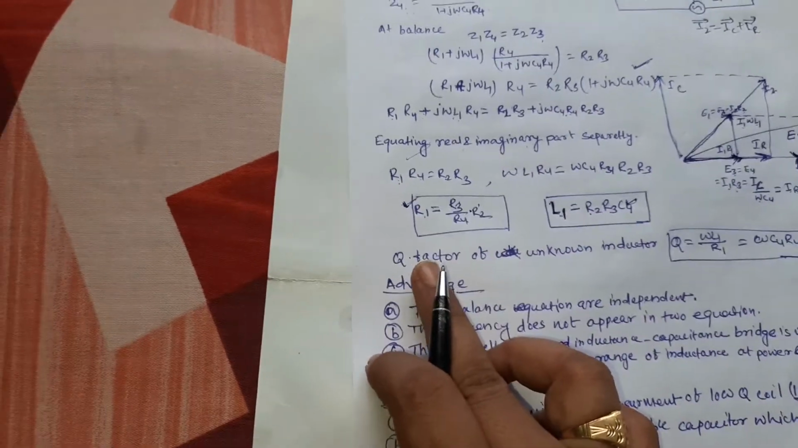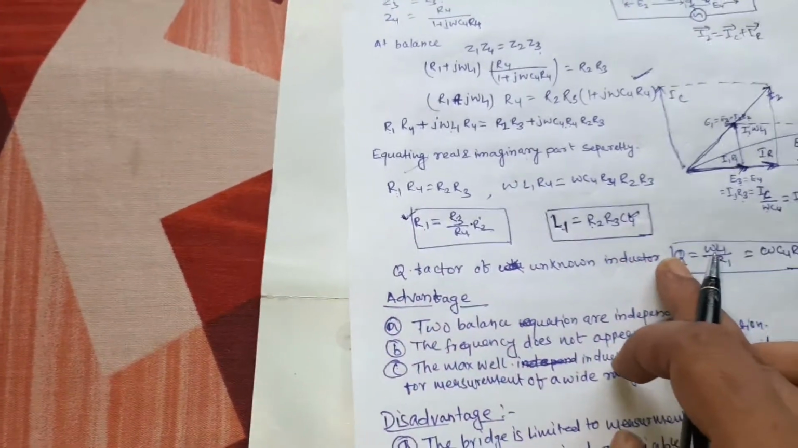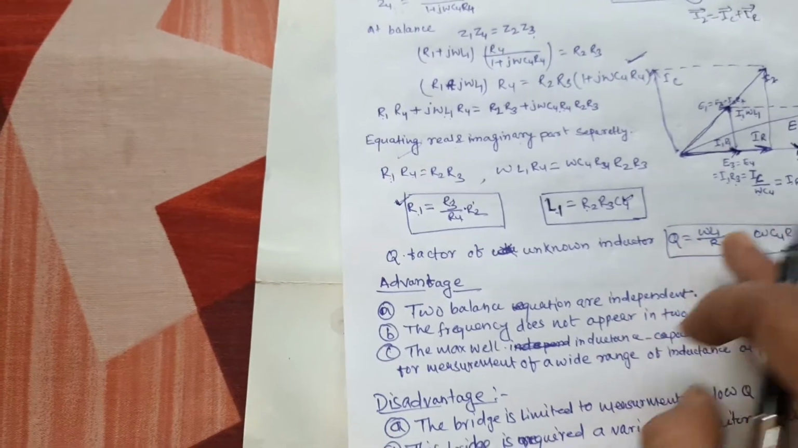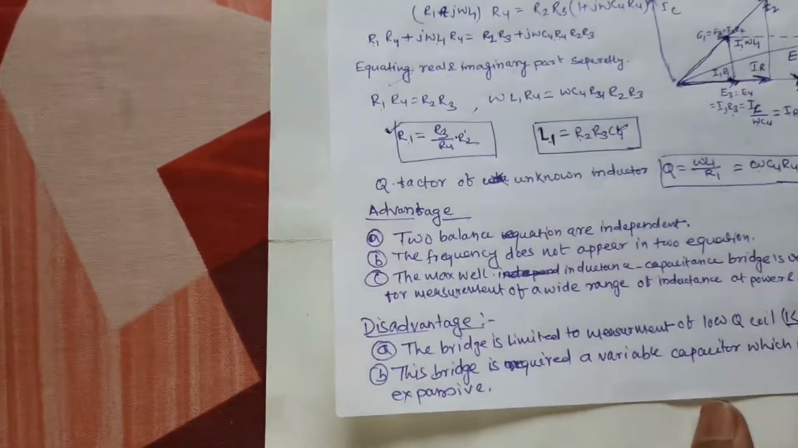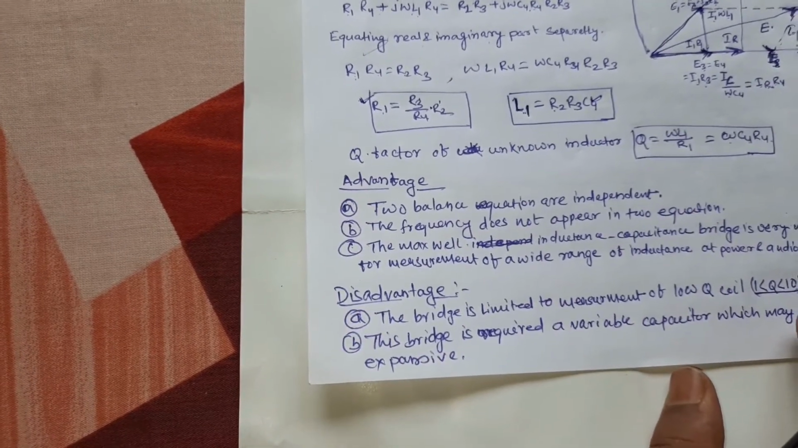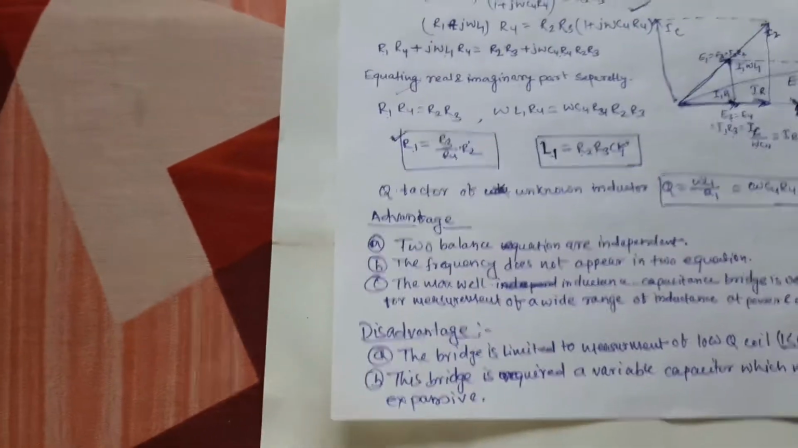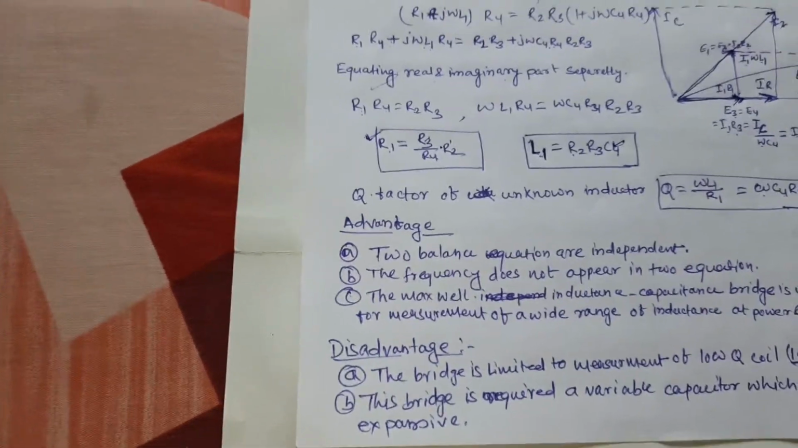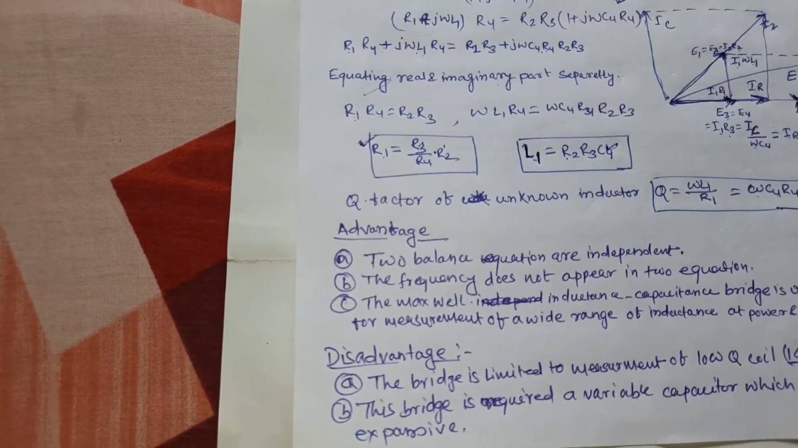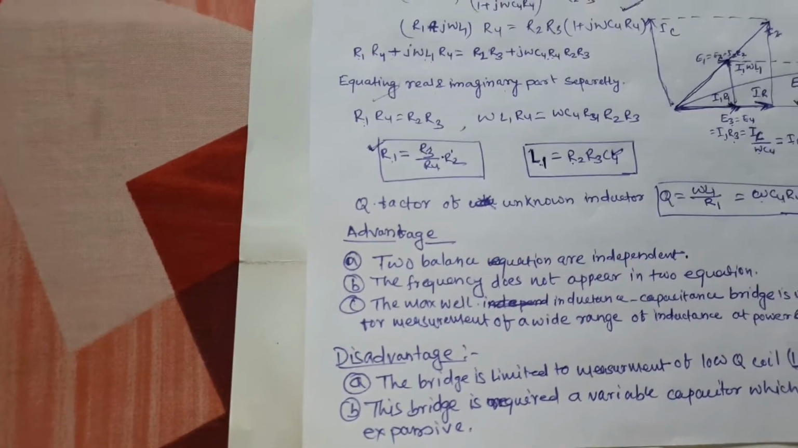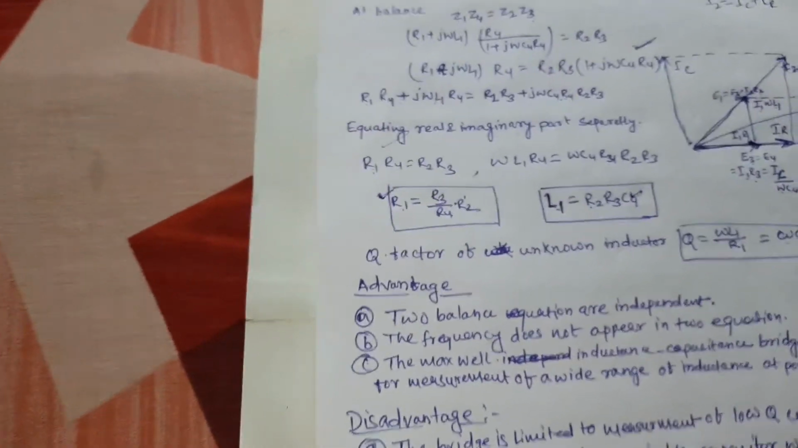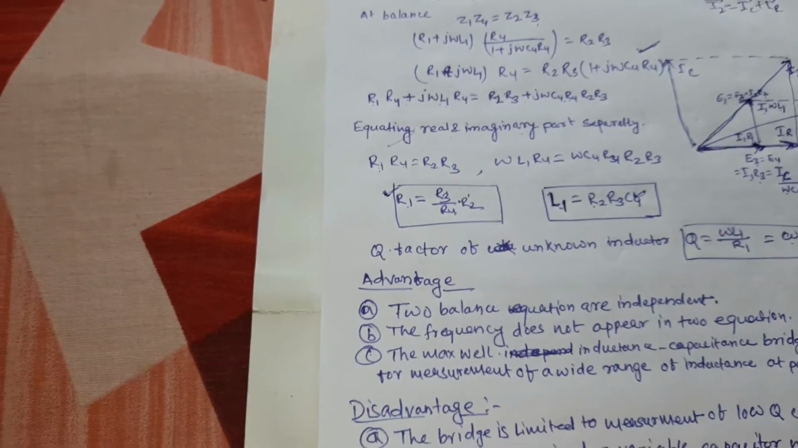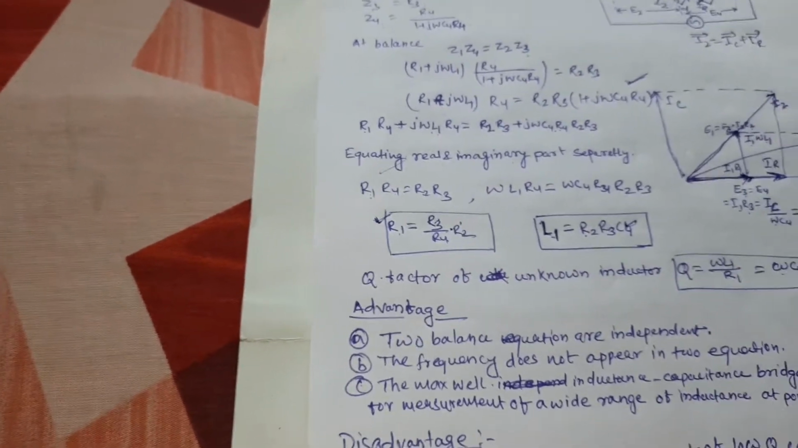Now we have to measure the quality factor of the unknown inductor. Quality factor is equal to omega L1 by R1, so omega into C4 into R4. Now the advantages of Maxwell's inductance capacitance bridge. First, the two balance equations are independent. That means the measurement of R1 and L1 are independent of each other. The frequency does not appear in the two equations. That means in the R1 and L1 expressions there are no frequency terms, so it is independent of the frequency.